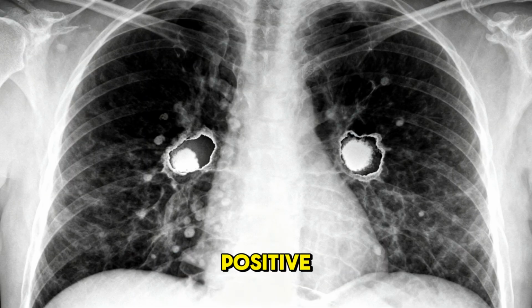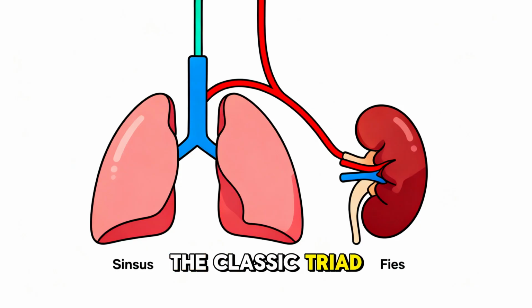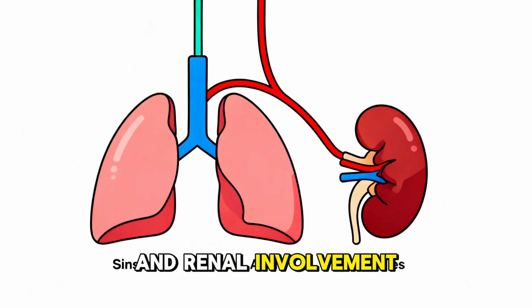His C-ANCA is positive. Most likely diagnosis: granulomatosis with polyangiitis, GPA. The classic triad involves upper respiratory, lower respiratory, and renal involvement.